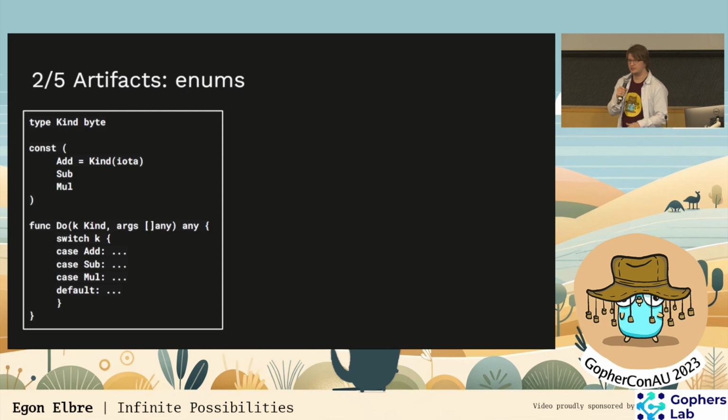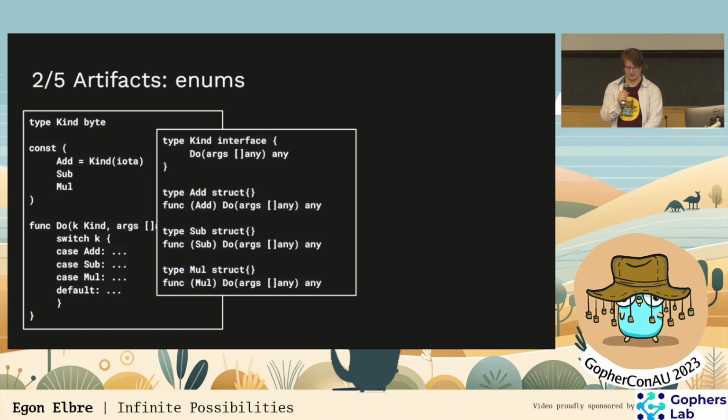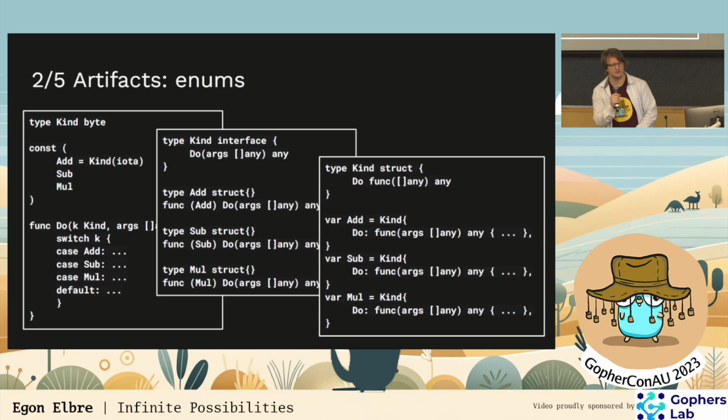Then enumerations. We've all done the iota version of it. There's the interface version of it, and there's also the struct version of it. There are, of course, more variations of this. But what makes one better than the other? And when would you use one over the other?